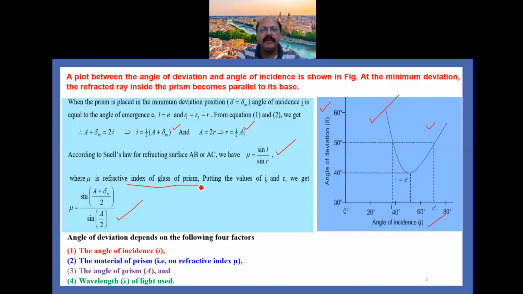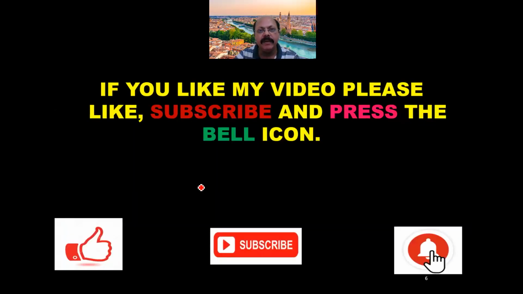Now from here we can say that the angle of deviation depends on the following four factors. The first one is angle of incidence. Second one is material of the prism, that is the refractive index mu. Third one is angle of prism, and the fourth one is wavelength of light. So you remember it. These are the four factors on which the angle of deviation depends.